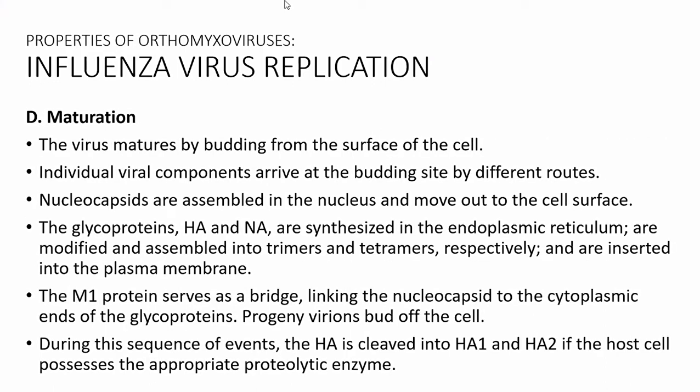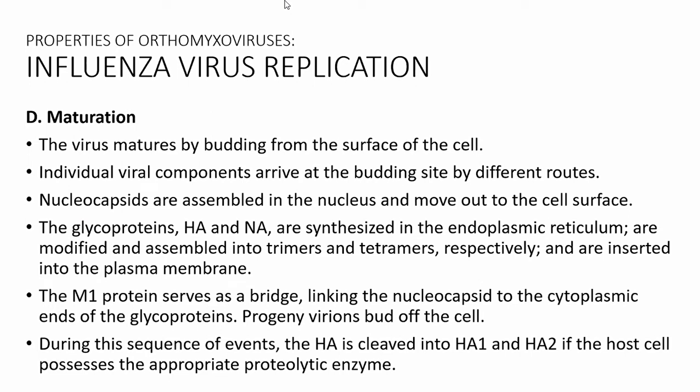For maturation, the virus matures by budding from the surface of the cell. Individual viral components arrive at the budding site by different routes. Nucleocapsids are assembled in the nucleus and move out to the cell surface. The glycoproteins HA and NA are synthesized in the endoplasmic reticulum. They are modified and assembled into trimers and tetramers respectively and are inserted into the plasma membrane. The M1 protein serves as a bridge linking the nucleocapsid to the cytoplasmic ends of the glycoproteins, and the progeny virions will bud off the cell.